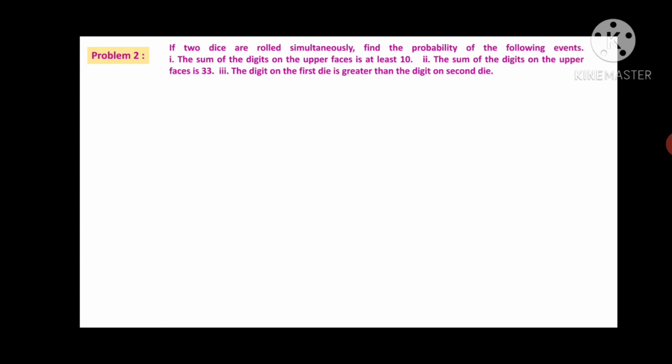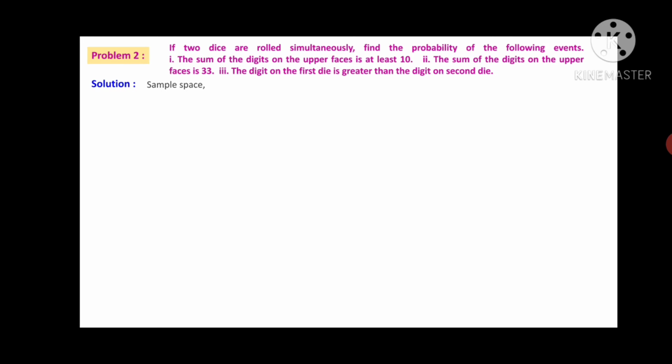Now let us discuss the next problem, number 2. If two dice are rolled simultaneously, find the probability of the following events. Number 1: the sum of the digits on the upper faces is at least 10. Number 2: the sum of the digits on the upper faces is 33. Third: the digit on the first die is greater than the digit on the second die. So let us first write the sample space.